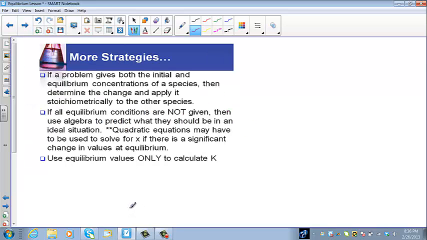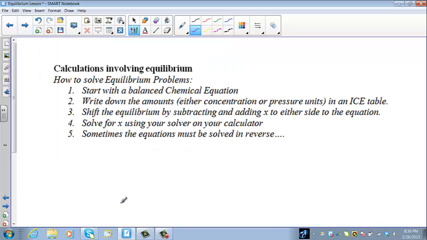More strategies. If a problem gives both the initial and the equilibrium concentrations of a species, then determine the change and apply it stoichiometrically to other species. If all equilibrium conditions are not given, then use algebra to predict what they should be in an ideal situation. Quadratic equations may have to be used to solve for x if there's a significant change in values at equilibrium. Use equilibrium values only to calculate K. Those were the directions that I already read to you.